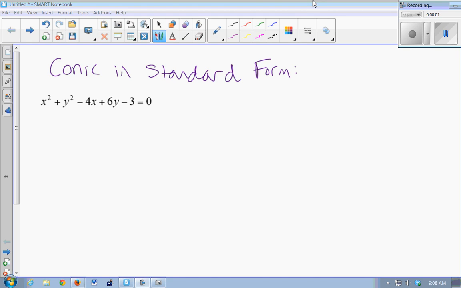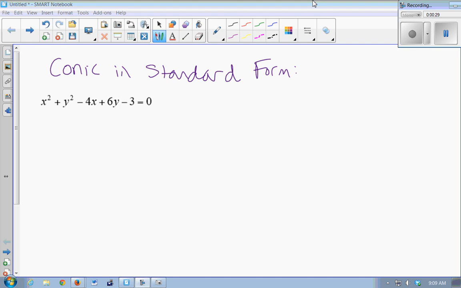A conic section has that general form ax squared plus cy squared plus dx plus ey plus f, right? It's written somewhere on your conics reference sheet, at the very bottom. That's the general form, and you can classify it by looking at a and c, right?